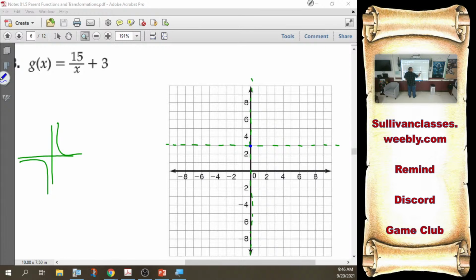Or, what's 15 divided by 1? What's 15 divided by 3? Just use something that's convenient. What's 15 divided by 5? 3. What's 15 divided by 2? So over 2, up 7 and a half. Go over 2, up 7 and a half. You're just using things that 15 would be divisible by. And then make their inverse over here. 1, 2, 3, 4, 5. 7 and a half, 2.